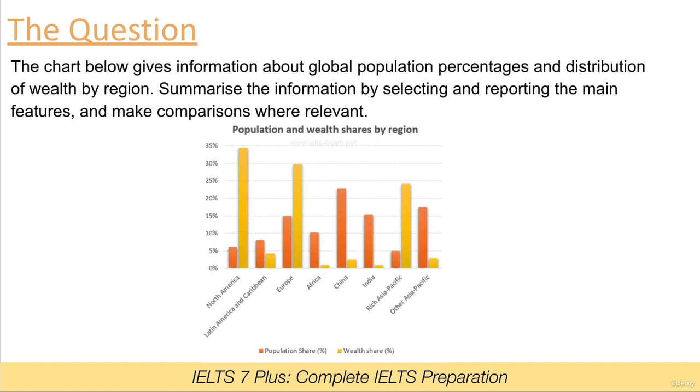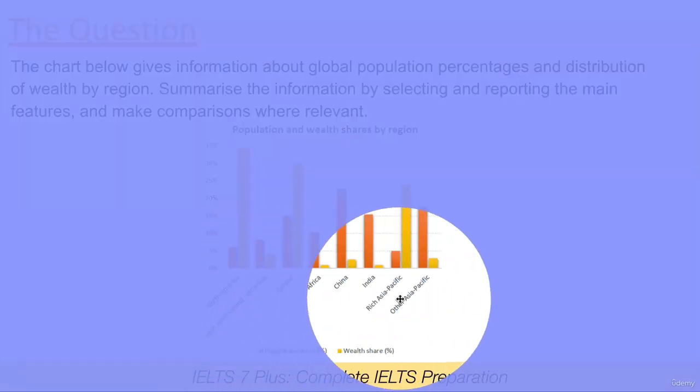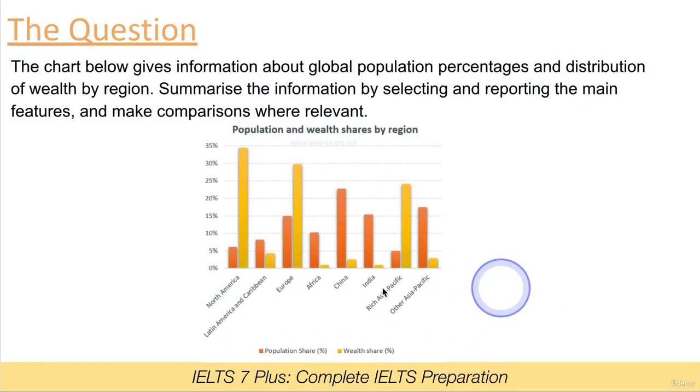Here we go. So we have on the x-axis regions: North America, Latin America and Caribbean, Europe, Africa, China, India, rich Asia Pacific, other Asia Pacific. We've got two types of data. We've got population share in the orange, and then we've got wealth share in the yellow. And these are the percentages here.